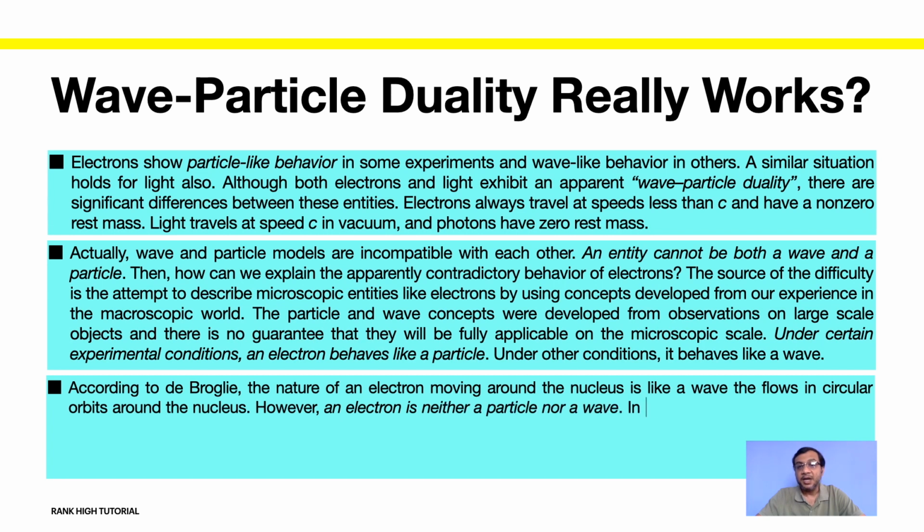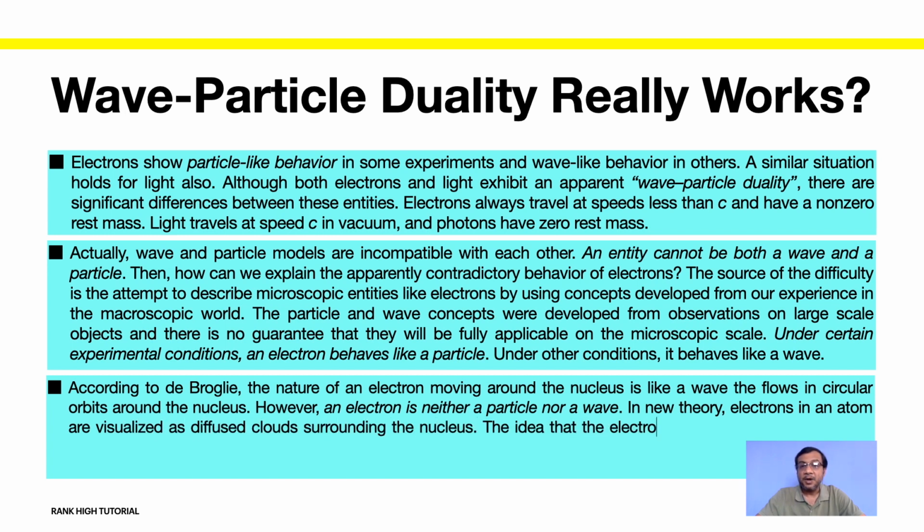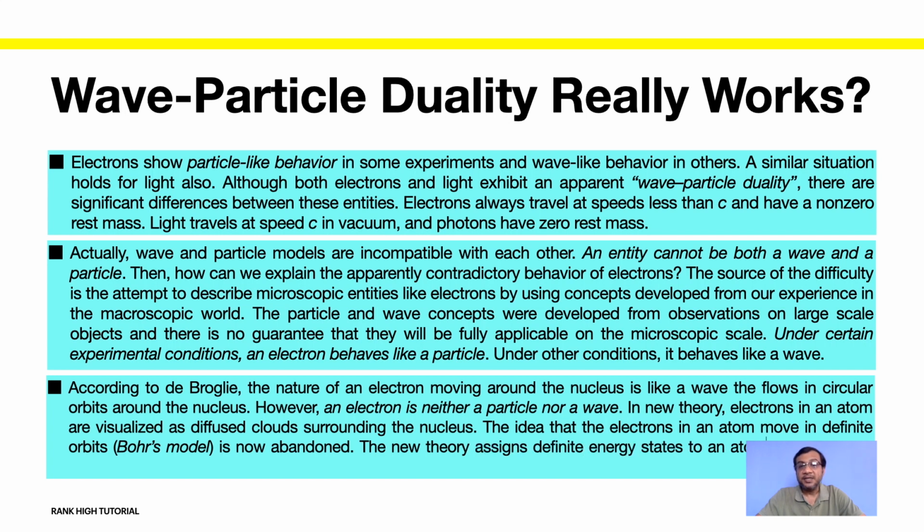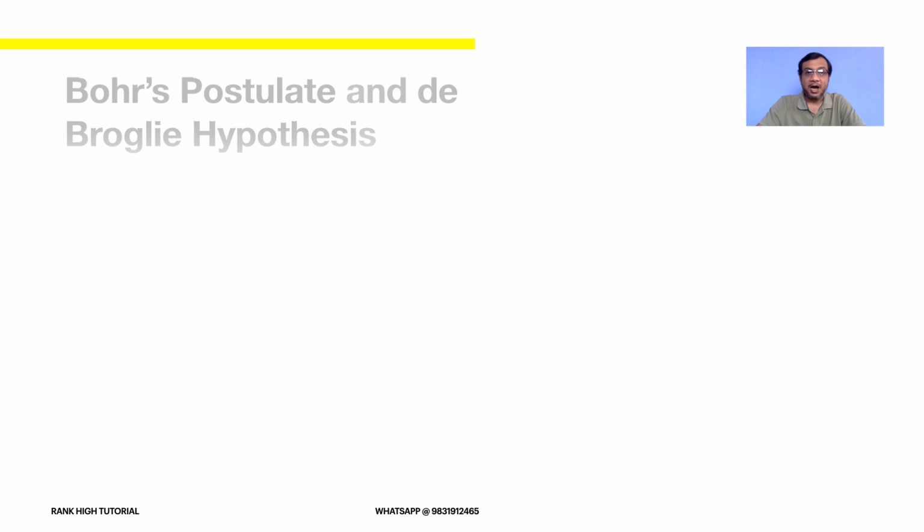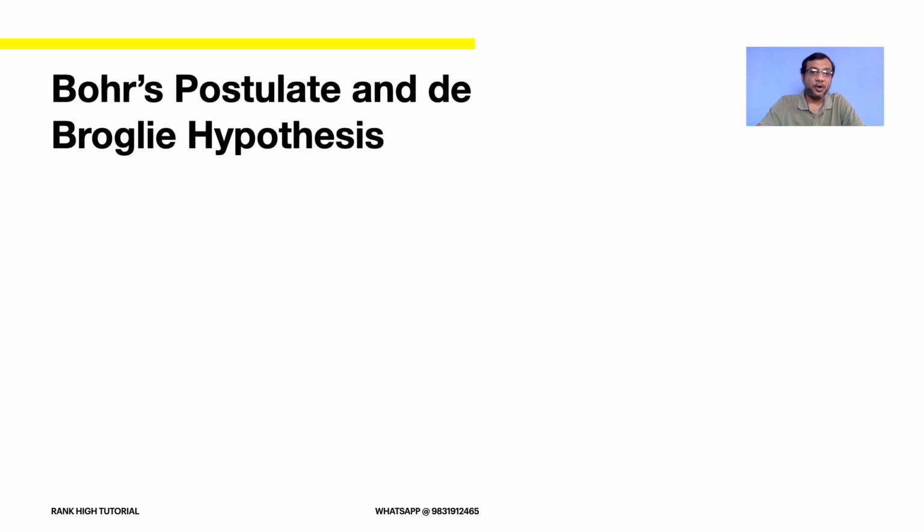In the new theory, electrons in an atom are visualized as diffuse clouds surrounding the nucleus. The idea that the electrons in an atom move in definite orbits, that is, in Bohr's model, is now abandoned. The new theory assigns definite energy states to an atom but discards a definite path for the moving electron. Now we will see how Bohr's postulate and the de Broglie hypothesis can be correlated.